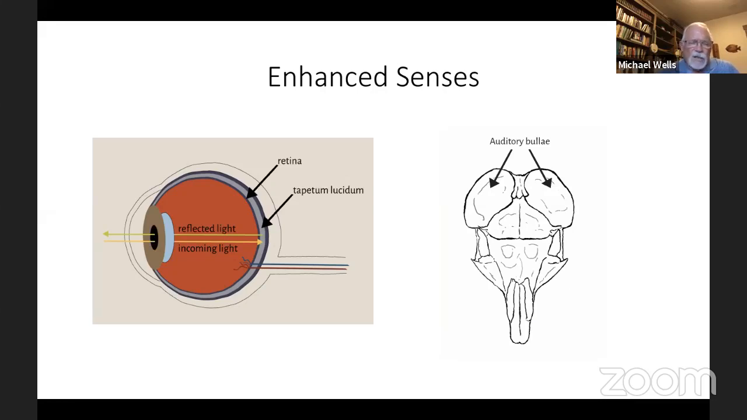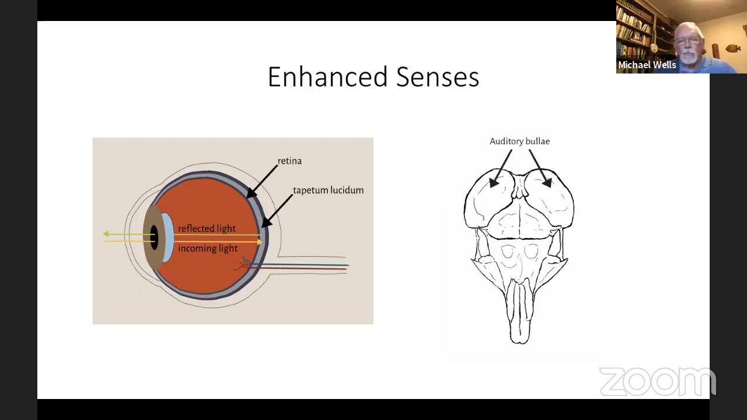And the reason it does that is the light shines through the eye, it passes through the retina, and so the retina is able to get some information from that, but then it reflects off that layer behind it and passes through the retina again. So the retina gets a double dose of light, and what you're seeing in that eye shine is the part of the light that's being reflected back out through the retina and through the eyeball.